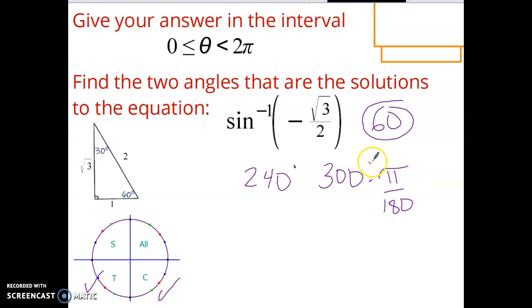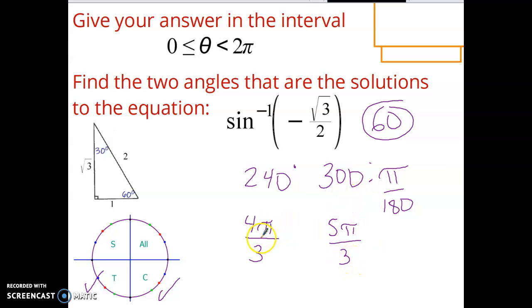Okay, so for time's sake, I'm going to do this quickly. 60 goes into 240 4 times, and 60 goes into 180 3 times. Okay, so 240 matches with 4 pi over 3. And now let's do 300. 60 goes into 300 5 times. 60 goes into 180 3 times. So there's my fourth quadrant answer.